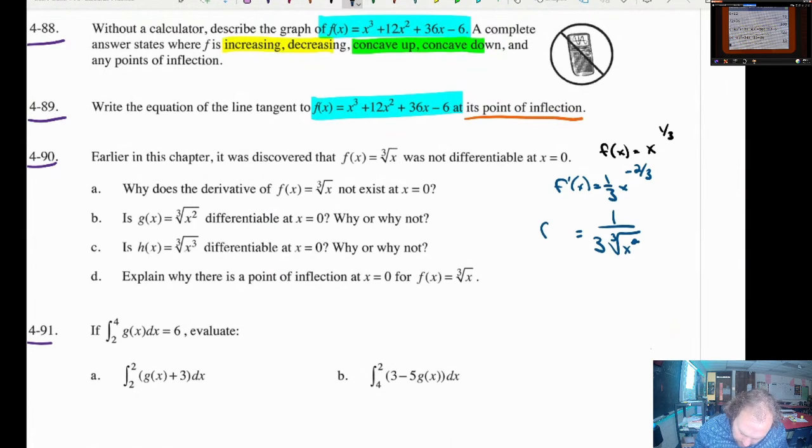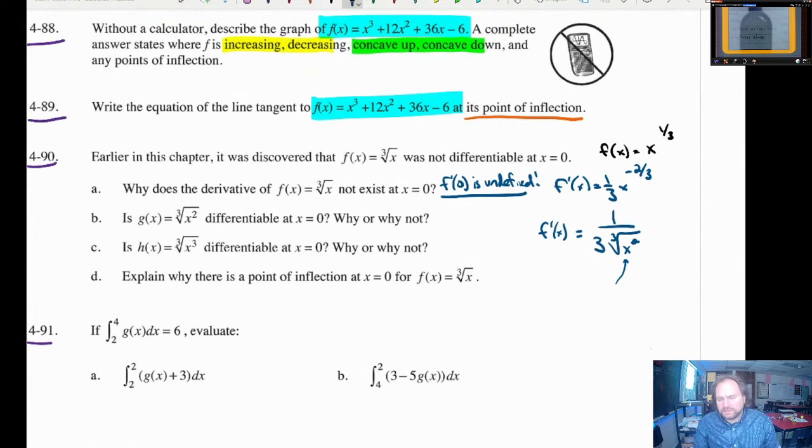And here's the problem. If you try to do f prime of 0, you end up getting a 0 on the bottom of the fraction, and so it's undefined. F prime of 0 is undefined. That's why it's not differentiable there. You can't get it. So question B and C are going to ask us about a couple other functions.